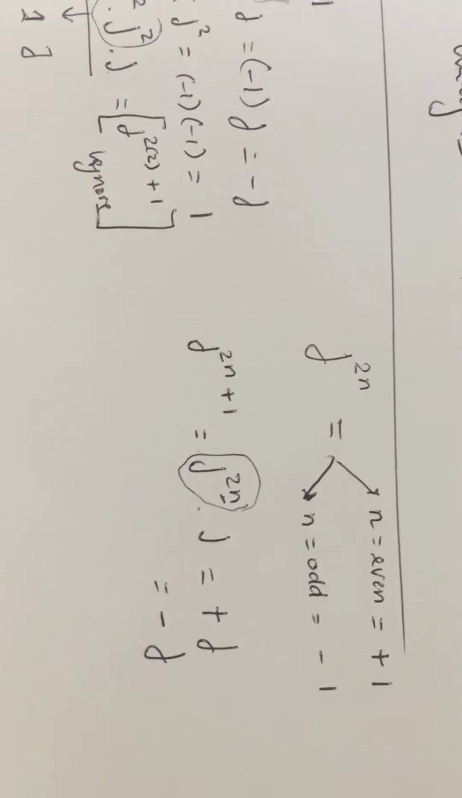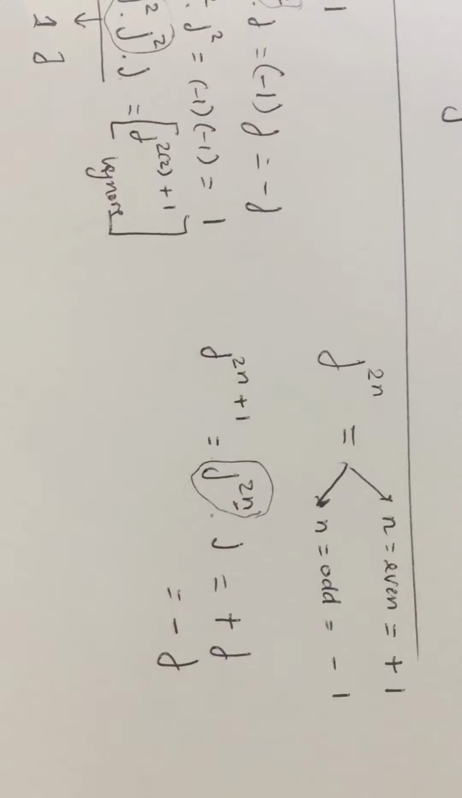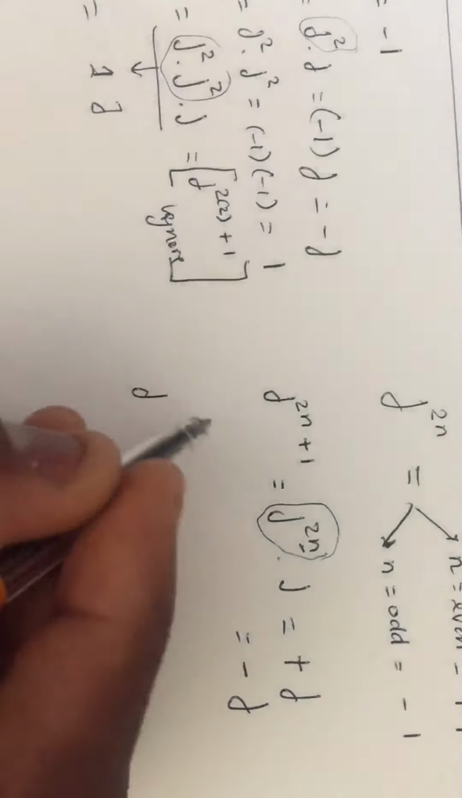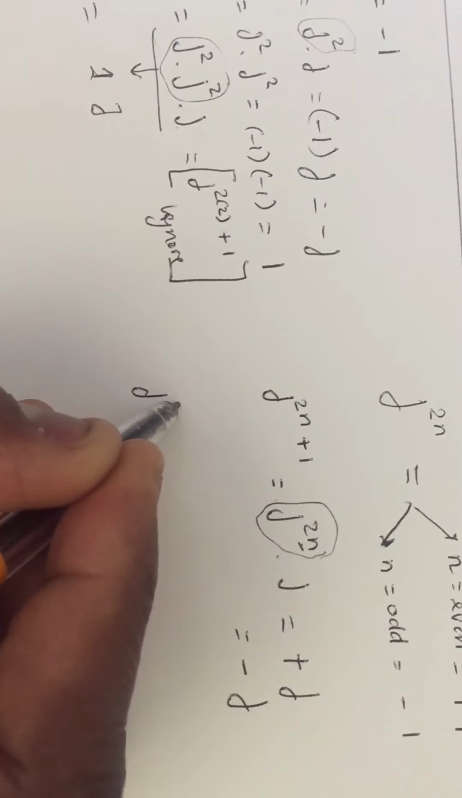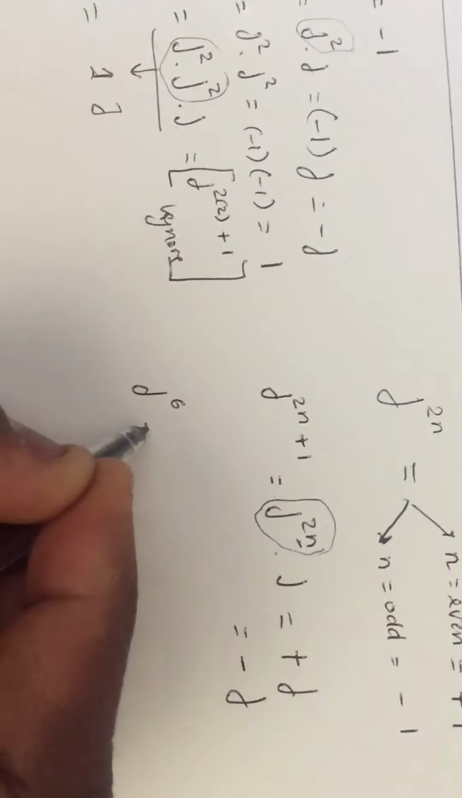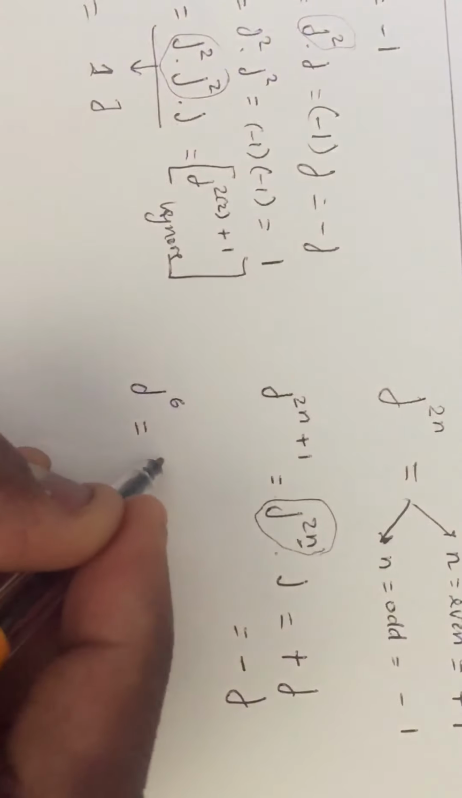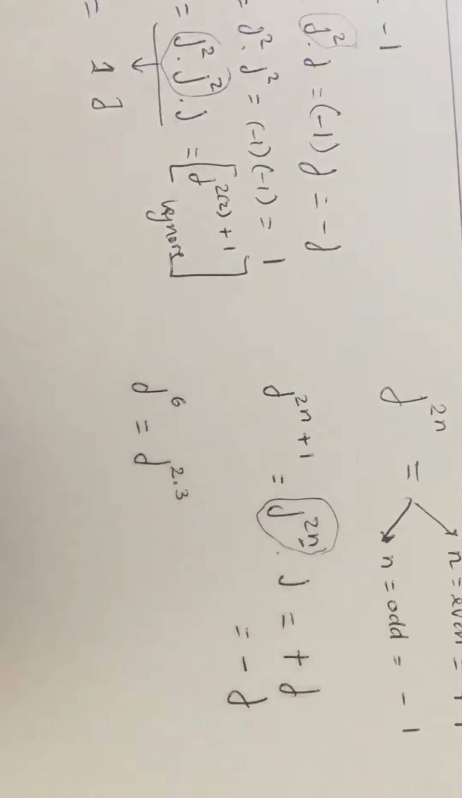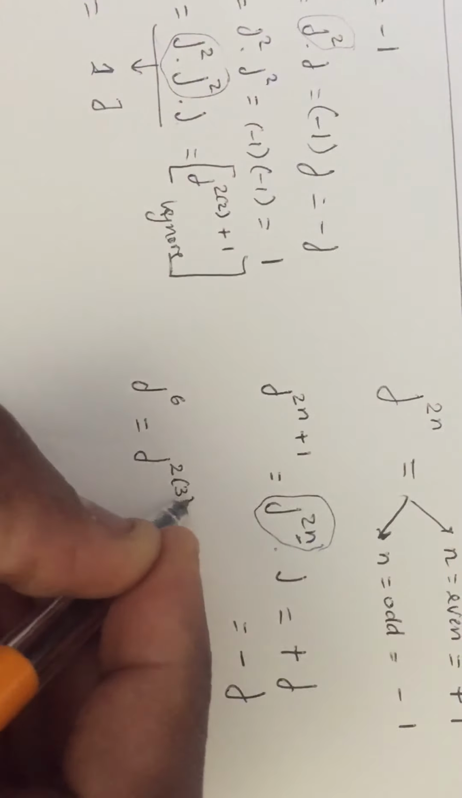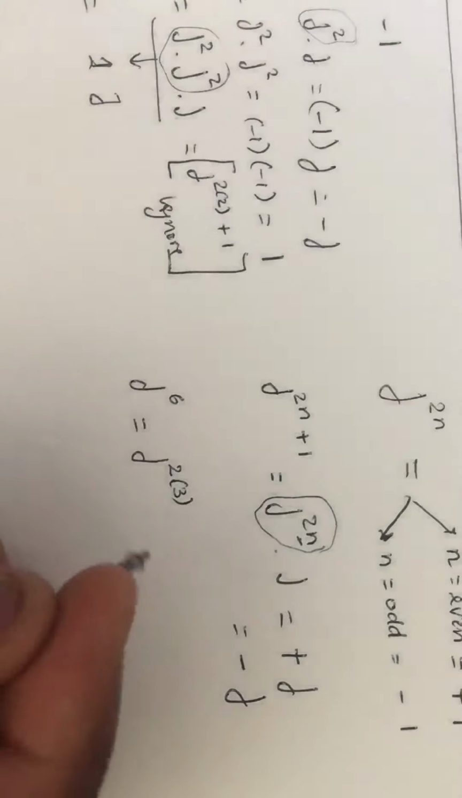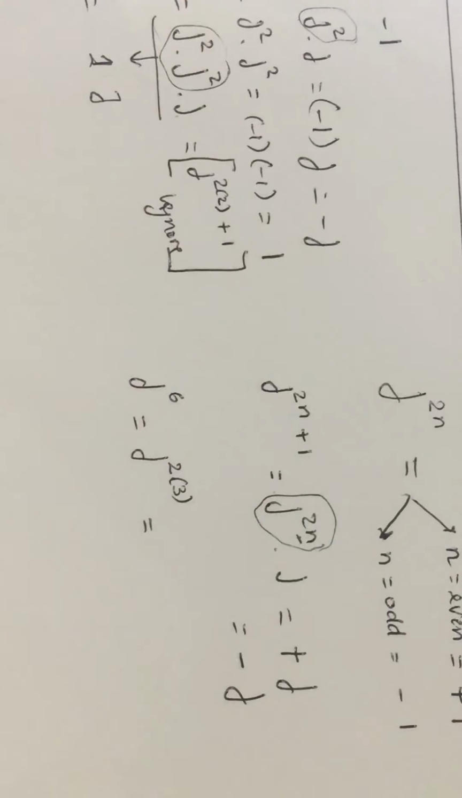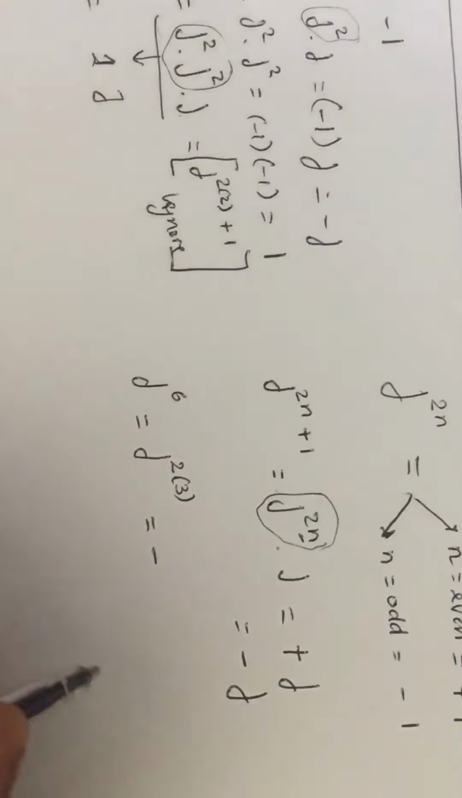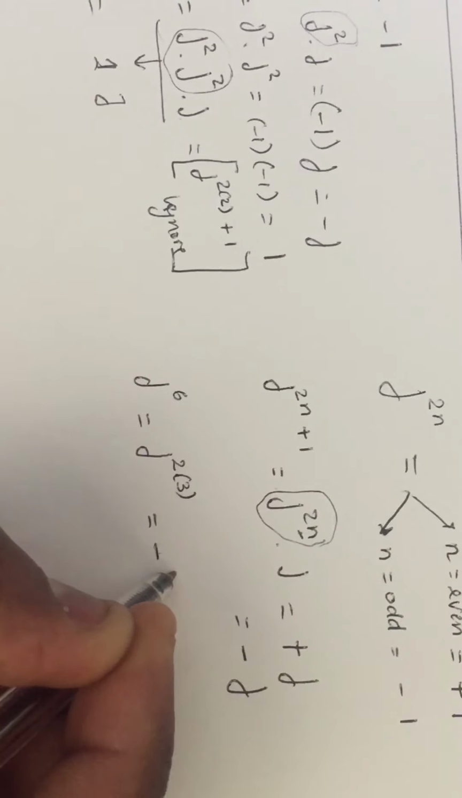All right, now let's find out if this is true. Let's take, for instance, j to the power 6. You can write it as j to the power 2 times 3. Here n is an odd number, so my final answer will be minus 1.